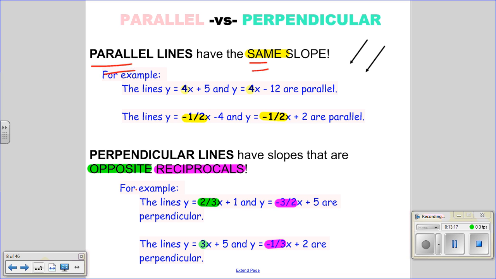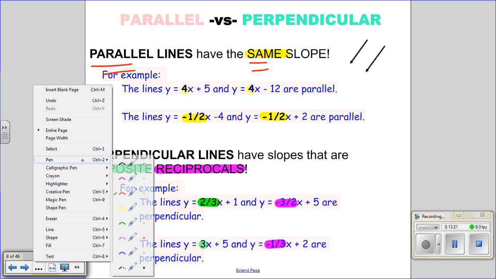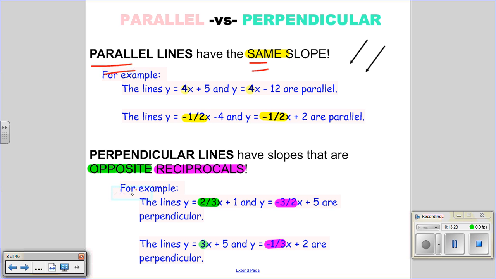When you write the equation again, make sure that the slope is identical. Like in our examples here, y equals 4x plus 5 and y equals 4x minus 12. So the slope has to be the same. The y-intercept, however, must be different.